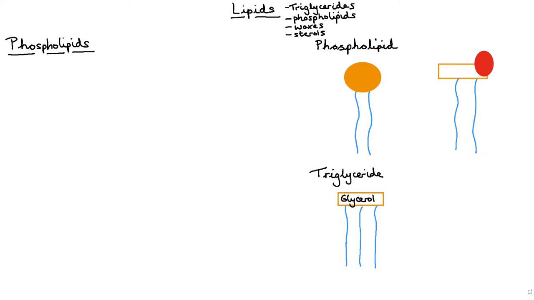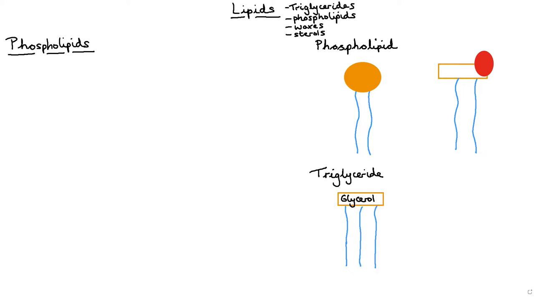Today we're going to talk about one type of lipid called phospholipids. There are other lipids. Triglycerides are a type. I have a video on triglycerides, so do check that out. Waxes and also sterols. For example, cholesterol is a sterol. Those are other types of lipids, but today we're going to talk about the phospholipids.